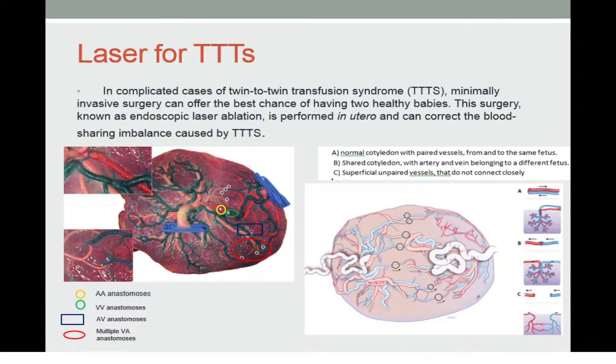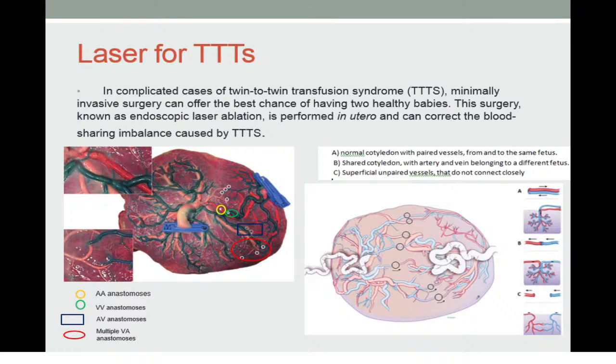This laser is used to separate anastomosis. In the first left picture, which is slightly upper, it is seen a round circle surrounding arterial anastomosis. Greenish, surrounding vein-to-vein anastomosis. Different types of anastomosis. Quadrant, dark in color, shows arteriovenous anastomosis, and the red oval shows the area of multiple venous arterial anastomosis.